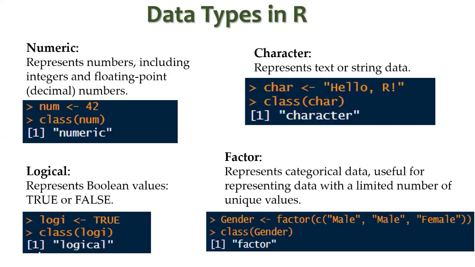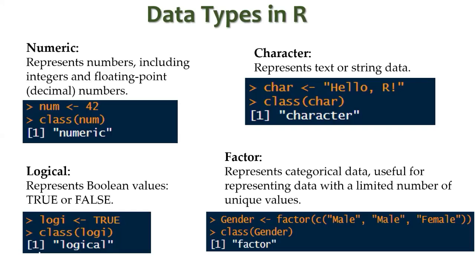Then we move on to factors. A factor represents categorical data. So in R, if you want to represent any categorical data, we use the factor data type. It's useful for representing data with a limited number of unique values, like gender. Let's say you have male, female. If you want R to recognize gender as a category, then we use the factor function.